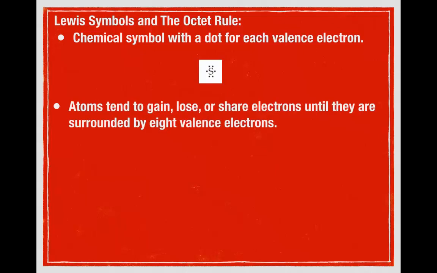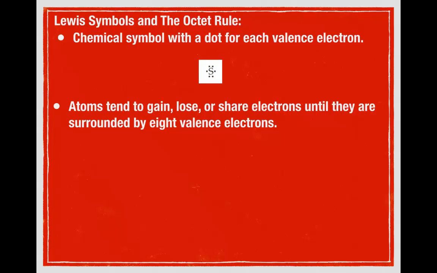We don't consider the core electrons when we write the Lewis symbol because those will not be involved in a chemical reaction. I included the octet rule in this slide specifically because the Lewis symbol helps you to picture the octet rule. The octet rule states that atoms tend to gain, lose, or share electrons until they are surrounded by 8 valence electrons. If you notice, the Lewis symbol has 4 different sides, and you can fit 2 electrons on each side, so that's a total of 8 valence electrons.